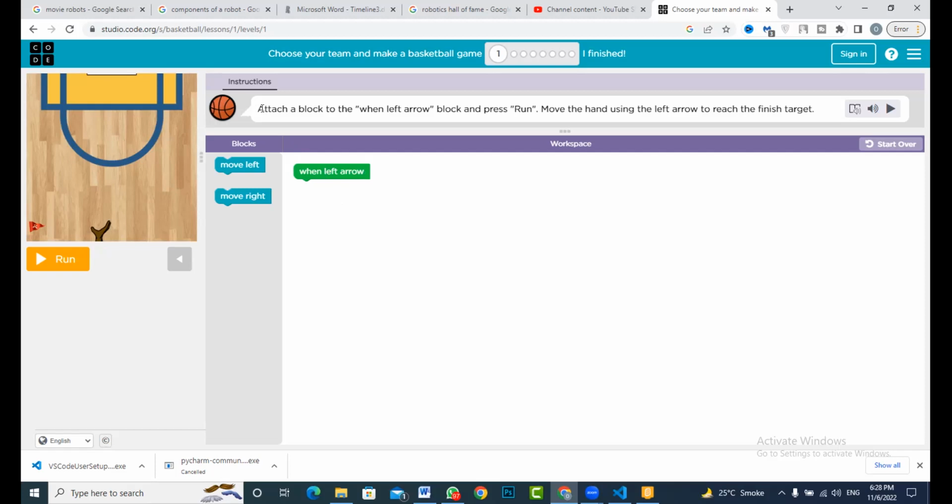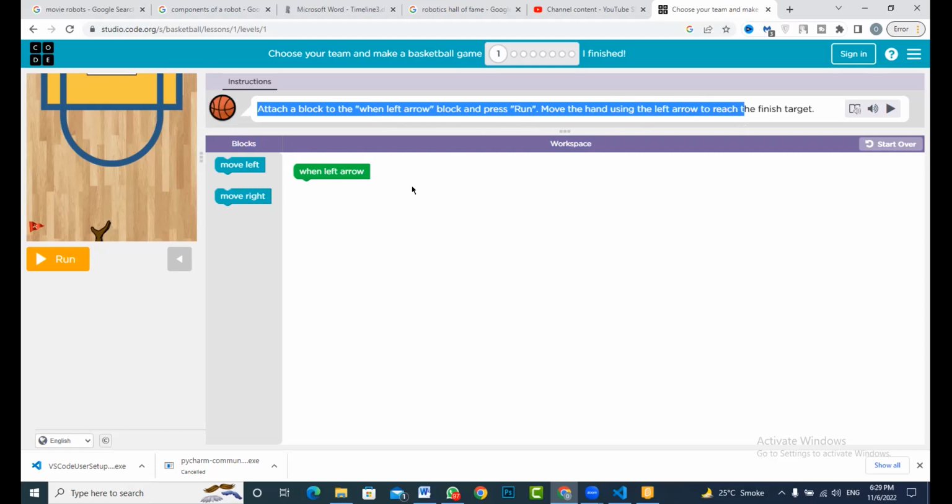So this says attach a block to the when left arrow block and press run. Move the hand using the left arrow to reach the finished target. जिसका मतलब ये है कि आपको इन दो में से सही वाला ब्लॉक पिक करना है और उसे when left arrow के साथ लगाना है. And then you have to reach the target. This red flag is a target. You need to use this left arrow to reach the target. So simple as that.